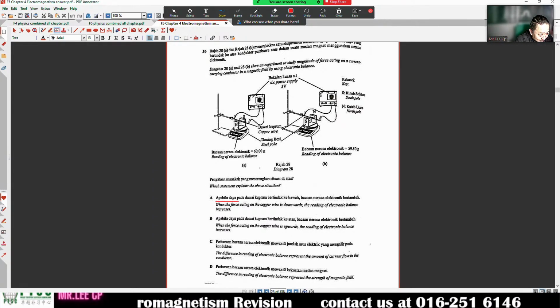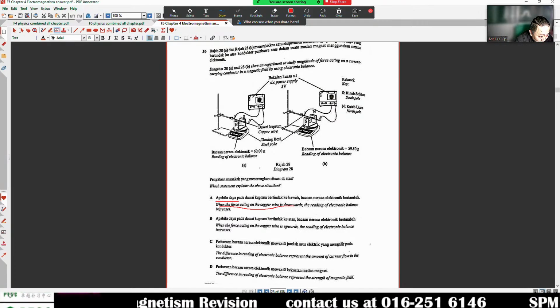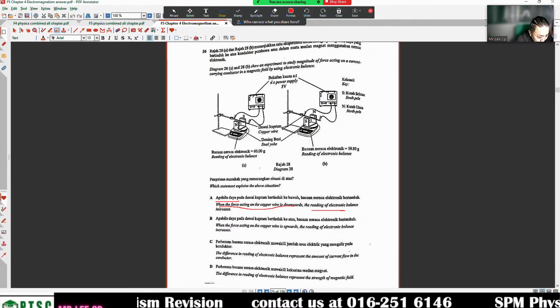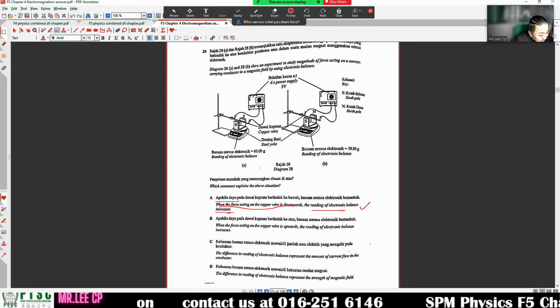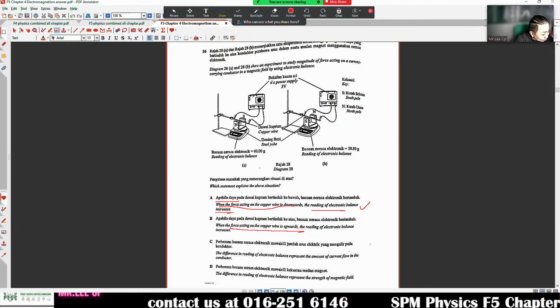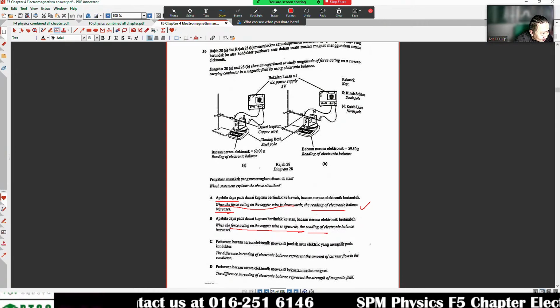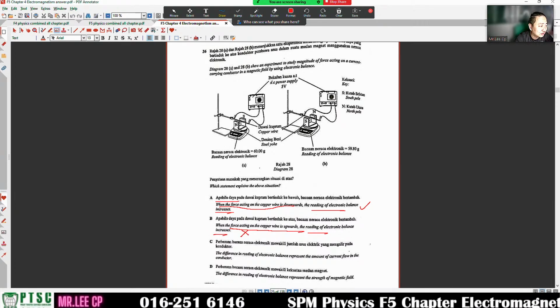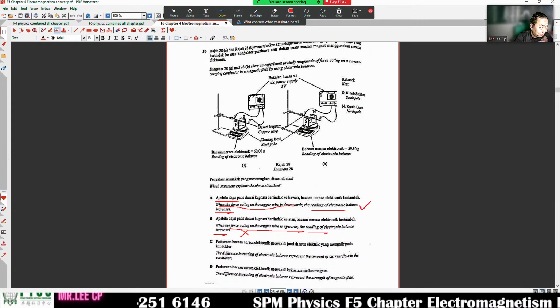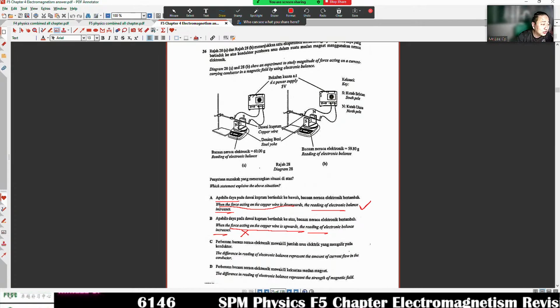When the force is acting on the wire downward, the reading of the balance should be increased, correct? But the answer given is when the force is moving upward, the reading increases. No, this one is wrong. The answer given is wrong. This one is correct. But I tell you, this question is not logical.